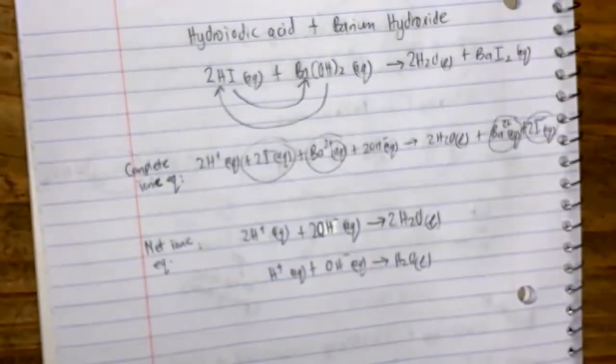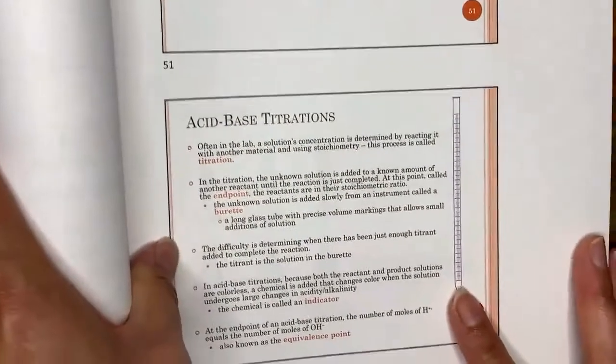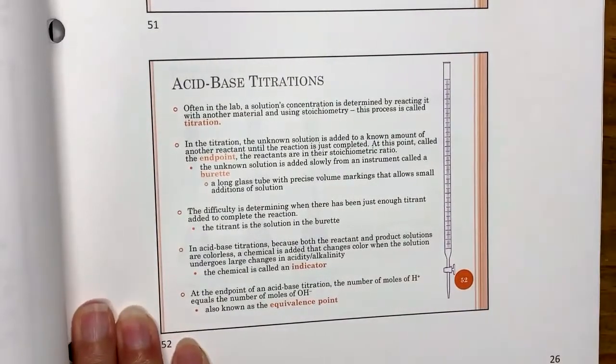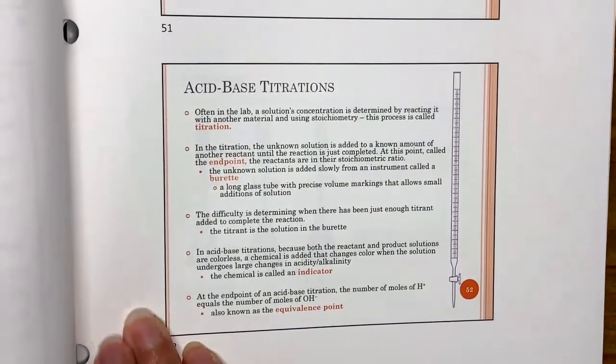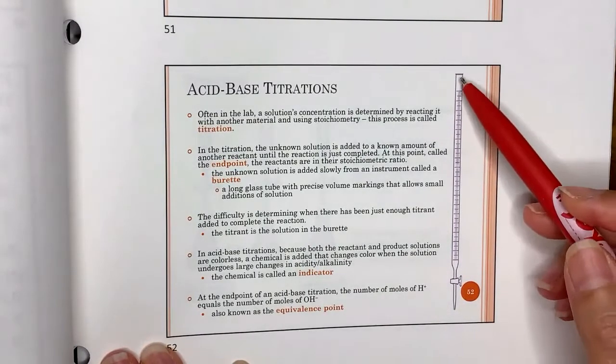So let's keep going. While we're talking about acid base here, let's go ahead and show you the stuff that goes on in the lab when we do acid base titration. So what are titrations? Basically, you use it to figure out concentrations of solutions. Like one of them will be an unknown, one of them will be known. And then you use something called a burette.